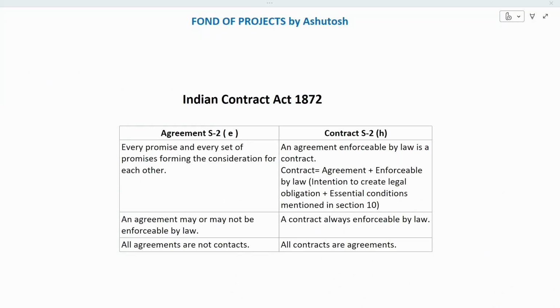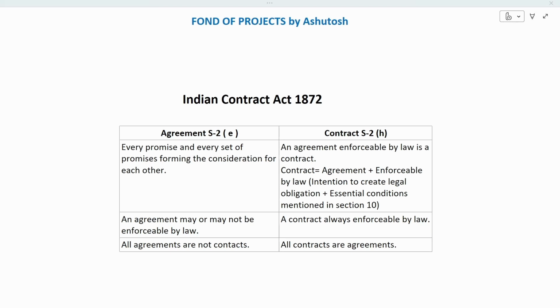As per Indian Contract Act 1872, under Section 2(e), the definition of agreement is every promise and every set of promises forming the consideration for each other. Let me give you an example here. My friend wants to sell a pen to me and the price of the pen is 50 rupees. Here he is making an offer, selling a pen at 50 rupees, and I am accepting that offer, buying that pen at 50 rupees. That becomes an agreement.